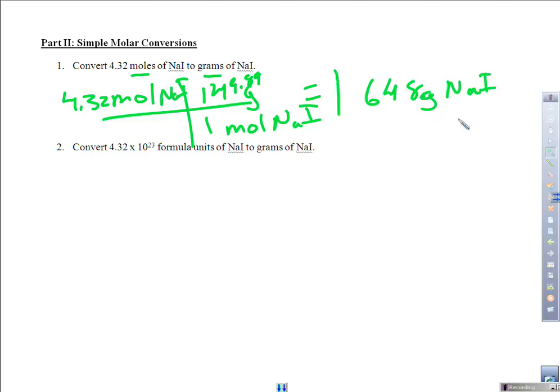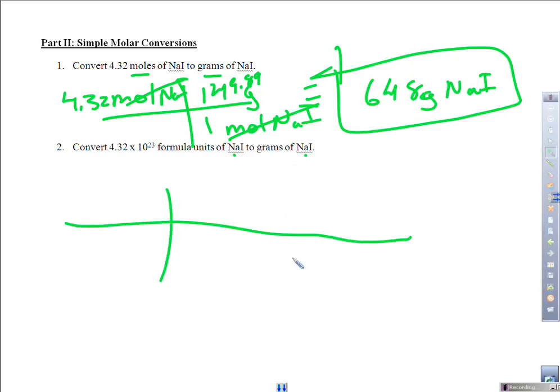Now notice it's not grams per mole because the moles got crossed out. Okay? So same type of problem here. We're starting with formula units, ending in grams. So what we're doing is we're taking this one step further.